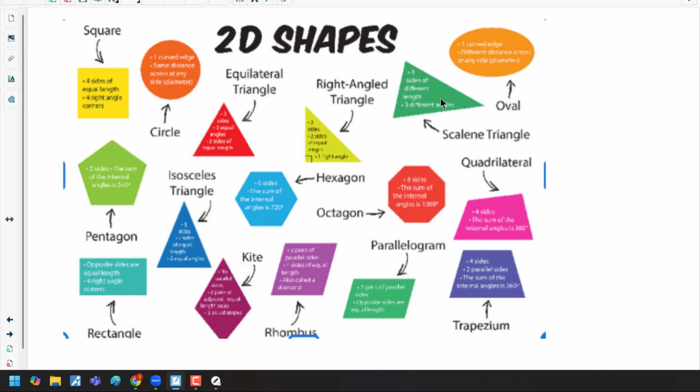You got a scalene triangle, 3 sides of 3 different lengths, 3 different angles. Got an oval, quadrilateral, trapezium. So you should know some of these names. Parallelogram.